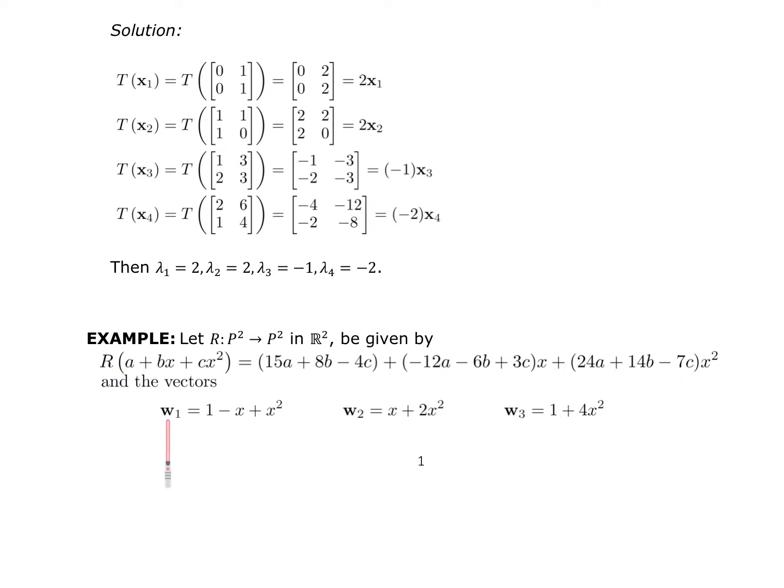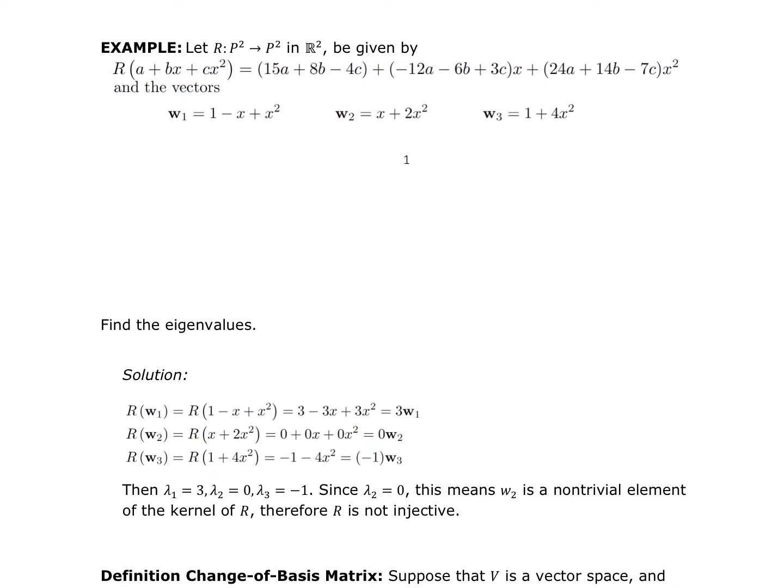So we have these vectors. My first vector is 1 minus x plus x squared, and my second one is x plus 2x squared, and 1 plus 4x squared. And I'm going to do this for each one of them. Just like I did before, I'm going to be putting these into my linear transformation. When I put in 1, negative 1, and x squared, using the fact that a happens to be 1, b happens to be negative 1, and c happens to be 1, then I have 15 plus 8 minus 4 gives me 3.